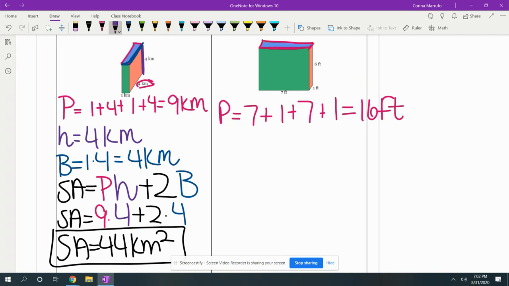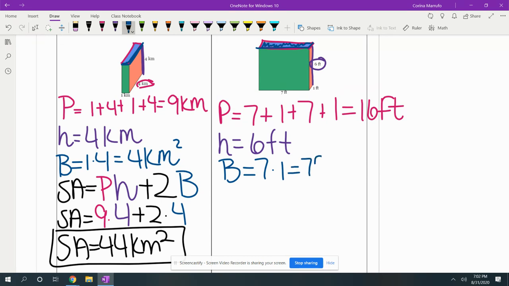And we find H, the height. So how tall is our figure? If we look here, our figure is 6 feet tall. And then next is our base, so big B, we're looking for big B. To find the area of the base, we're going to do base times height. So this is 7 times 1, and we're doing the base and the height of the rectangle, or the length and the width. So 7 times 1 gives us 7, and then feet, but since it's area it should be squared. I forgot that on the last problem.